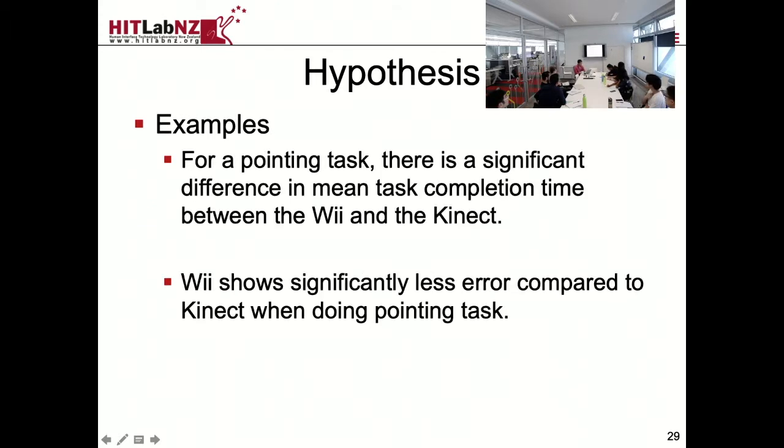So maybe this could be a good example when you're writing your hypothesis. The first example is for a pointing task: there is a significant difference in mean task completion time between the Wii and the Kinect. The Wii and the Kinect are just devices, okay? Then what is the dependent variable?